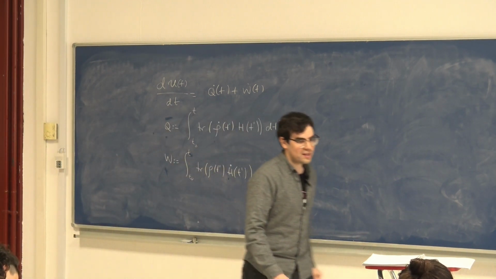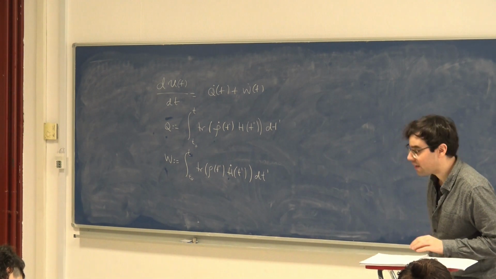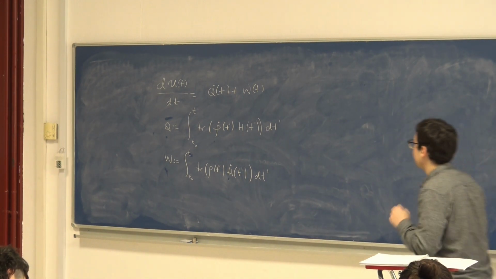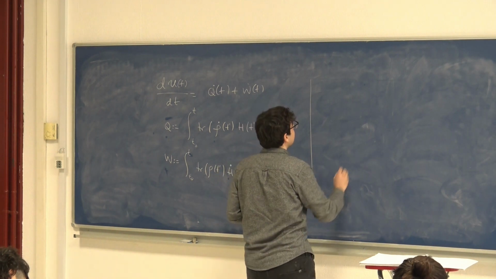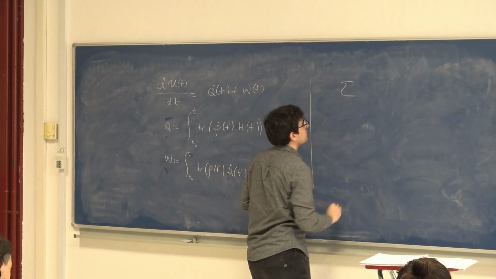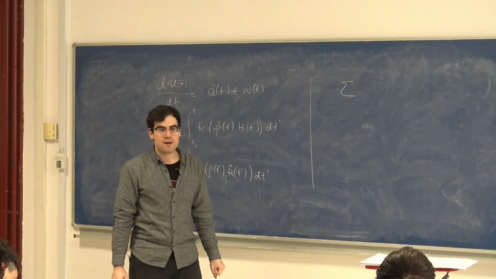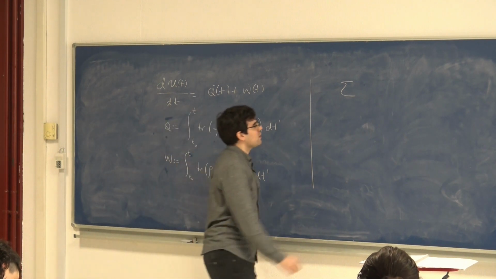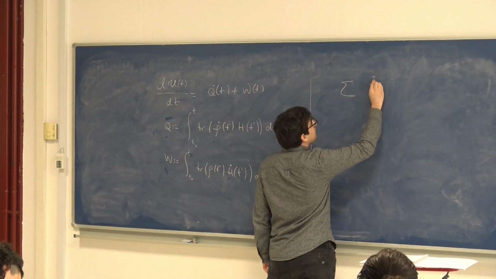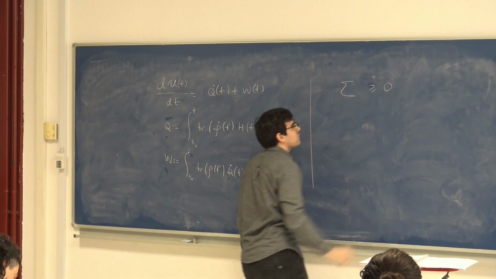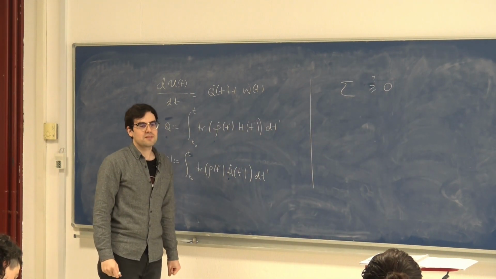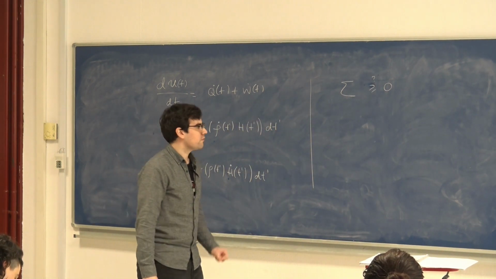That's how we ended the last seminar, and now we are going to move towards the second law. So the second law, as we already know, is related to the entropy production. So we expect that it is greater or equal than 0, right?